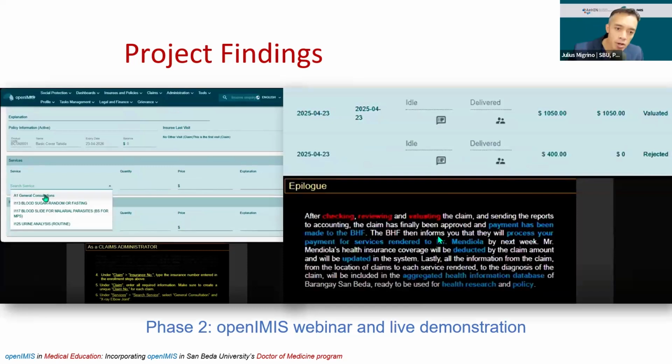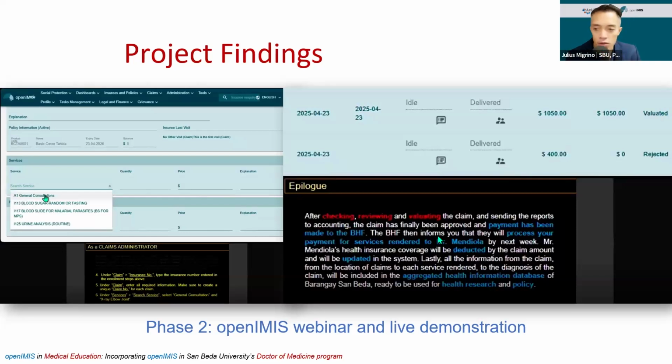Now, this is not part of the original openIMIS process demonstration, but this is very crucial because it acts as a bridge between insuree enrollment and claims administration. This also highlights the primary role of our graduates, wherein they will need to play the role of general practitioners when they graduate. So this step was particularly important and practical for them.